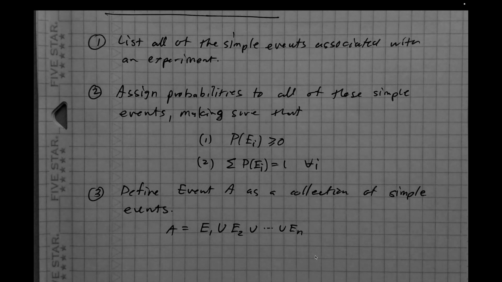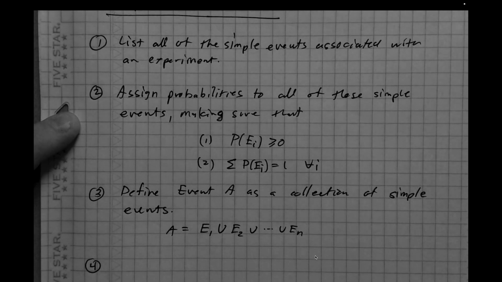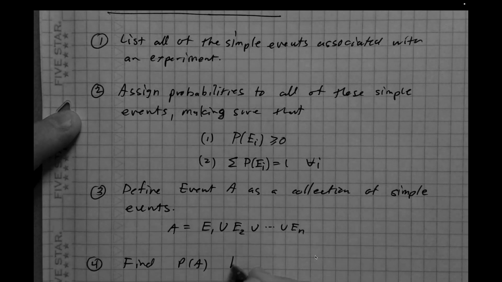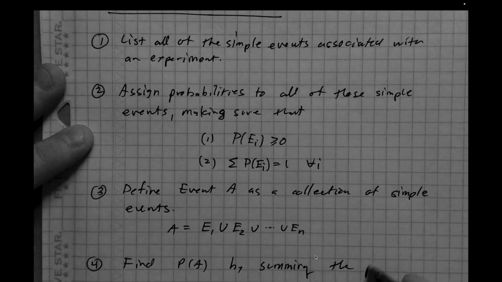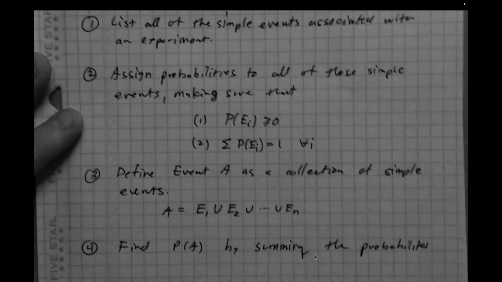Okay, and then because we're talking about simple events, they don't overlap. So what we can do, step 4, is find the probability of A by summing across these simple events. So find the probability of A by summing the probabilities of these individual simple events.